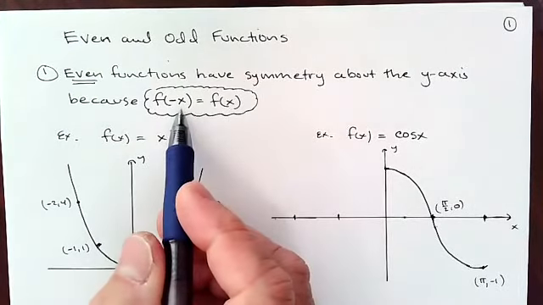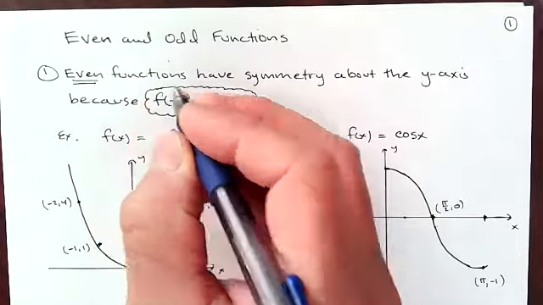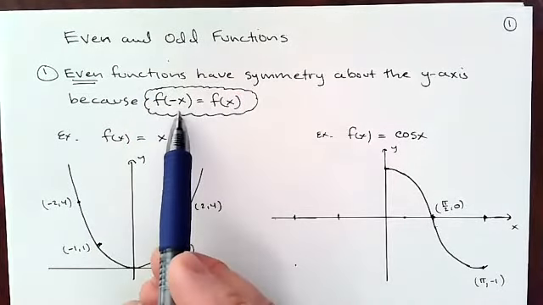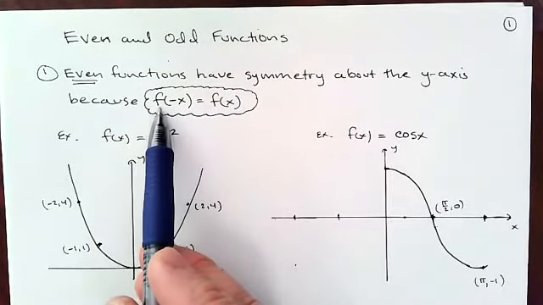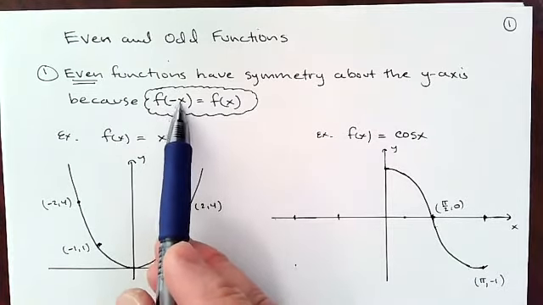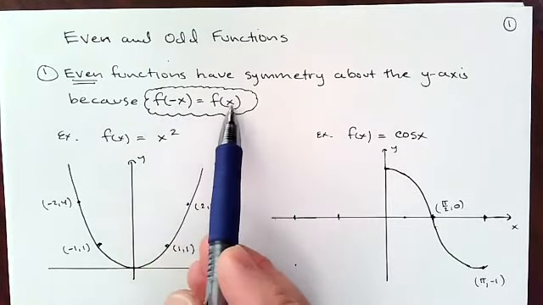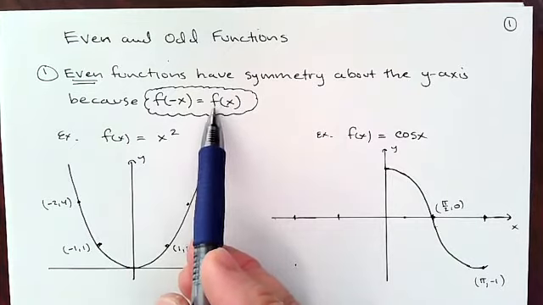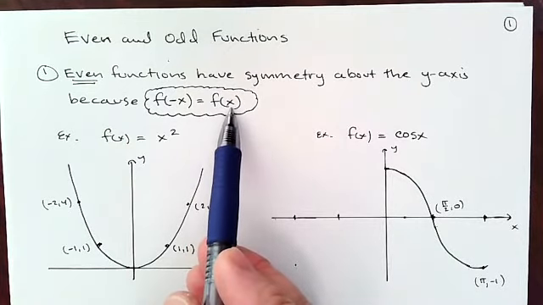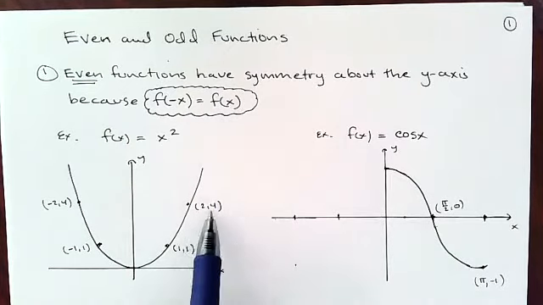More specifically, and this is our definition of an even function, what makes something an even function is if you evaluate your function at the negative of an x value, you get exactly the same thing as the value of your function at the positive x value. And that's very clear for x squared.